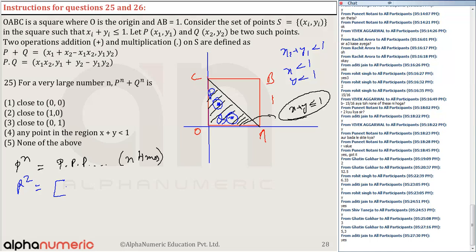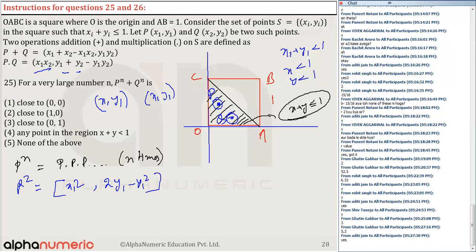Sorry. So P is equal to (x1, y1) and (x1, y1). So x1 into x1, I'll get x1 square. Y coordinates will be equal to what? y1 plus y1, that is 2y1, minus y1 square. So this will come to me: 2y1 minus y1 square.